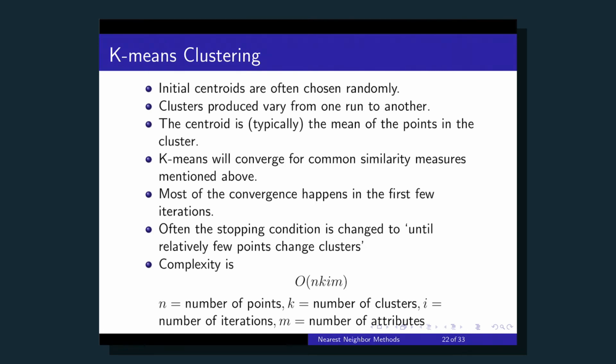So again, if M is rather small, I is assumed to be small, and the number of clusters is small, you're basically looking at O of N. So linear to the size of the data set.